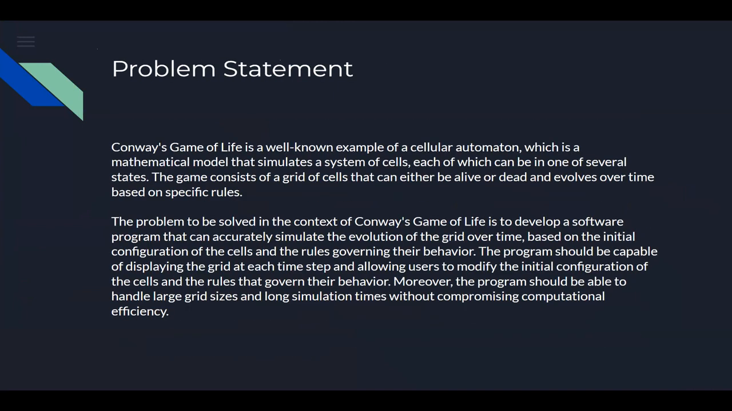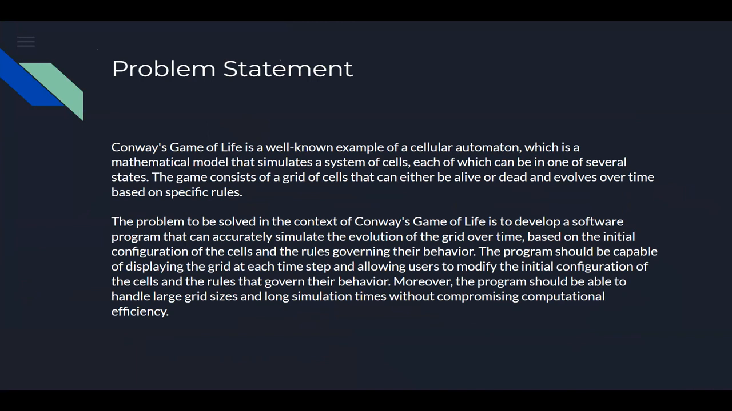Coming to the problem statement, Conway's Game of Life is a well-known example of a cellular automaton, which is a mathematical model that simulates a system of cells, each of which can be in one of several states. The game consists of a grid of cells that can either be alive or dead and evolves over time based on specific rules. The problem to be solved is to develop a software program, in our case using HTML, CSS, JavaScript, and PHP, that can accurately simulate the evolution of the grid over time based on the initial configuration of the cells and the rules governing their behavior.